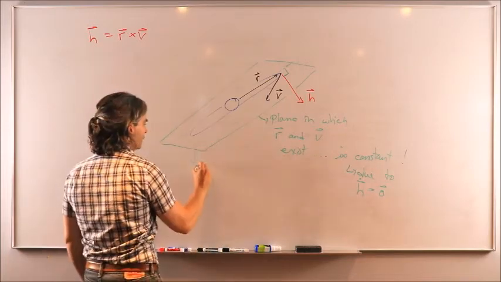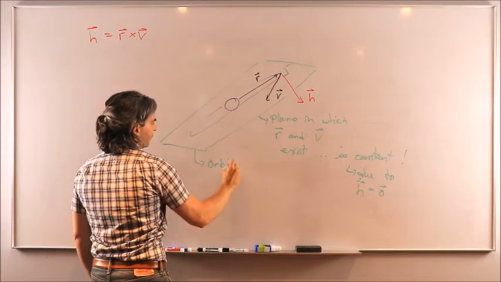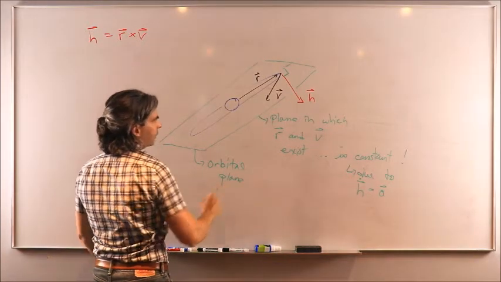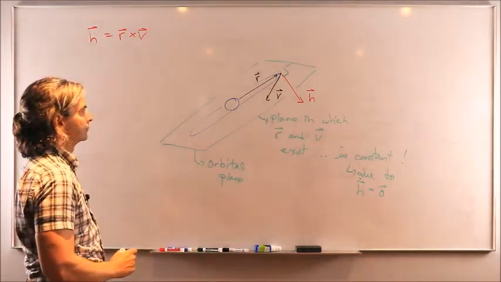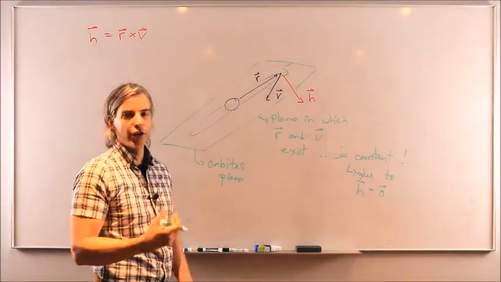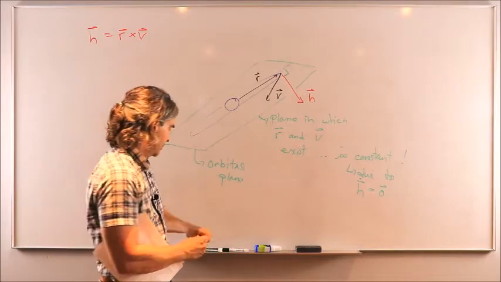And that plane is the orbital plane. Okay, so that is the practical implication of conservation of angular momentum of a spacecraft.